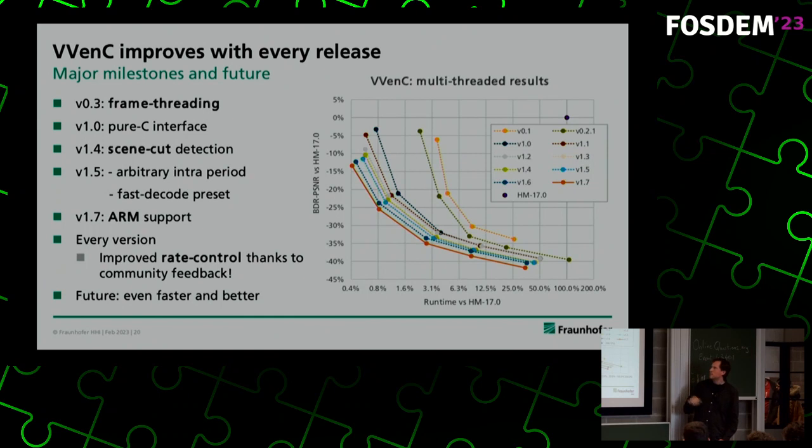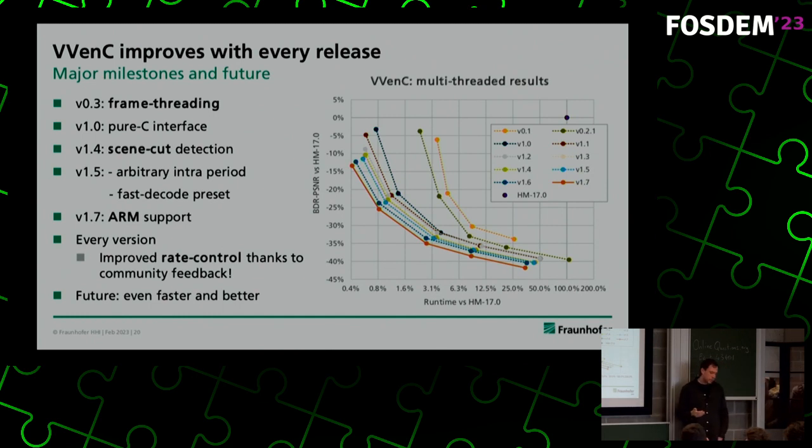All right, also some version history for the VVenC project. Our first major milestone was 0.3, where we added frame threading, and you can see on this multi-threaded efficiency versus speed graph that it was a huge leap for us. In 1.0, we added the pure C interface, allowing integrations into pure C frameworks. 1.4, SyncCat detection. 1.5, we added arbitrary intra-period, so it doesn't have to be aligned to anything. We added a fast decode preset, and in the newest version, the thing that I really like is that we added ARM support.